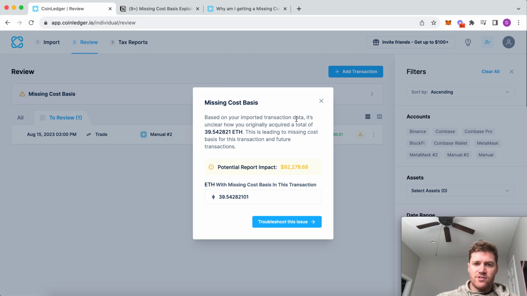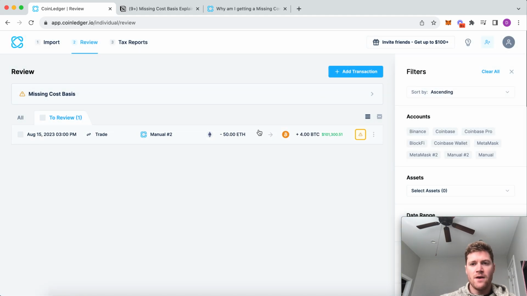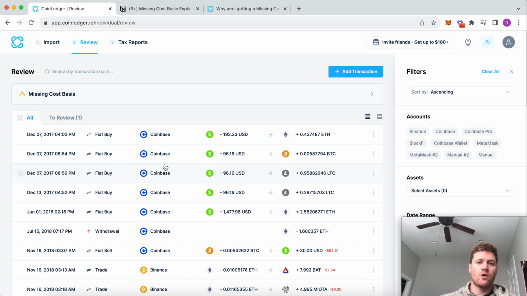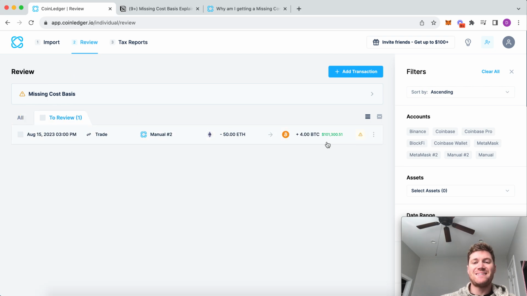Based on your imported transactions, it's unclear how you originally acquired a total of about 39 Ethereum. So this is CoinLedger telling you, hey, you have data on how you acquired 11 of these 50 Ethereum, but we're missing original acquisition data for at least about 39 of them. And this could be inflating your overall capital gains by almost $92,000. So again, what's happening? CoinLedger has data on how this user acquired a lot of Ethereum, but not a full 50 worth. And so there's missing cost basis for about 39 of these.